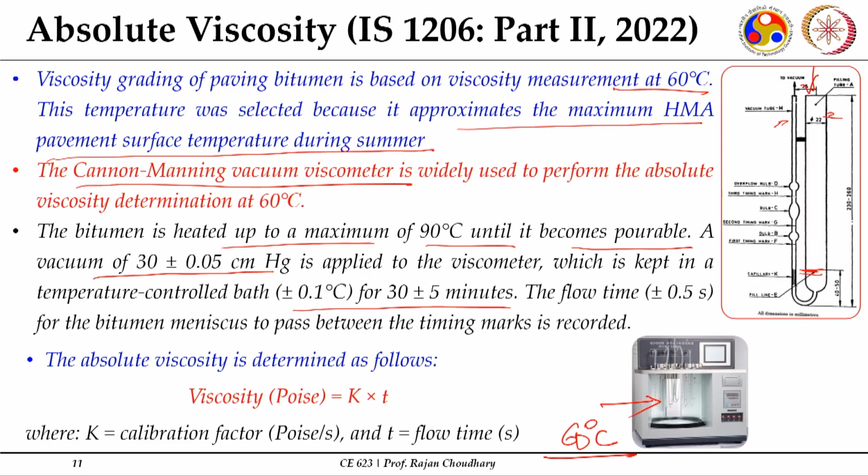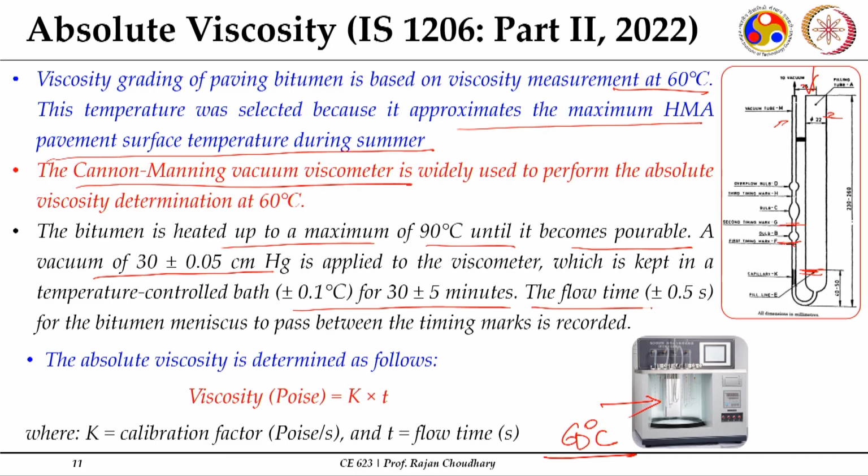Now, what you do is measure the time taken for the bitumen to pass from one mark to the other mark. For different capillary viscometer tubes, there are calibration constants. What you record is the time the bitumen takes to move from one mark to the other mark.